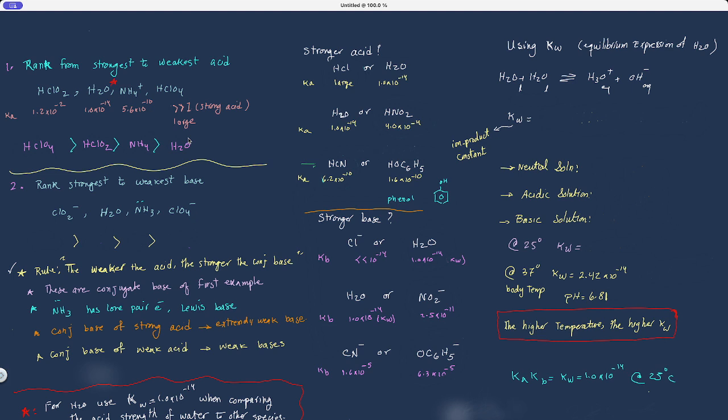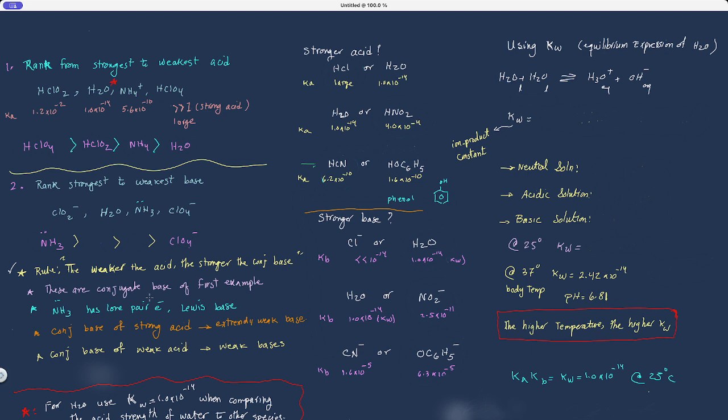The second question says rank strongest to the weakest base. If you pay a little bit close attention, you notice that these are the conjugate bases of the acids from the first question. The rule of thumb is this: the stronger the acid, the weaker the conjugate base. Usually I ask my students to rank the first, the strongest and the weakest one. So with regard to the Ka and Kw, if you calculate Kb, you notice the strongest one is NH3, and the weakest one is ClO4 minus.